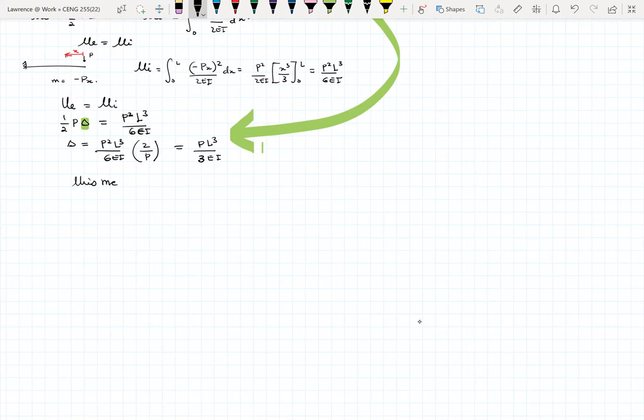This method is only useful for very few problems. And again, where the loading becomes a bit more complicated, the principle of work and energy method will not really work, or will be almost near impossible to solve.